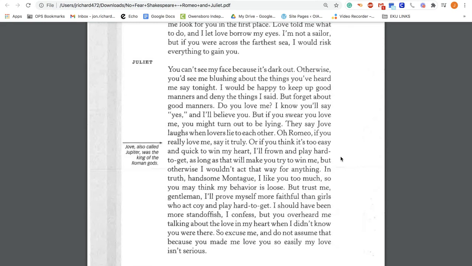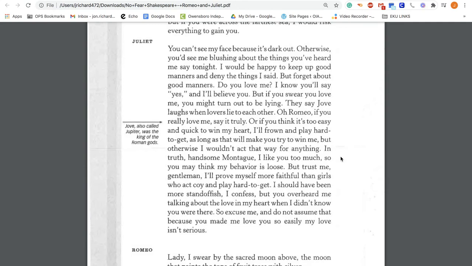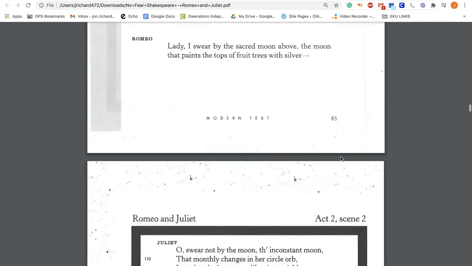So you may think my behavior is loose, but trust me, gentlemen, I prove myself more faithful than girls who act coy and play hard to get. I should have been more standoffish, I confess. But you overheard me talking about the love in my heart when I didn't know you were there. So excuse me. And do not assume that because you made me love you so easily, my love isn't serious.